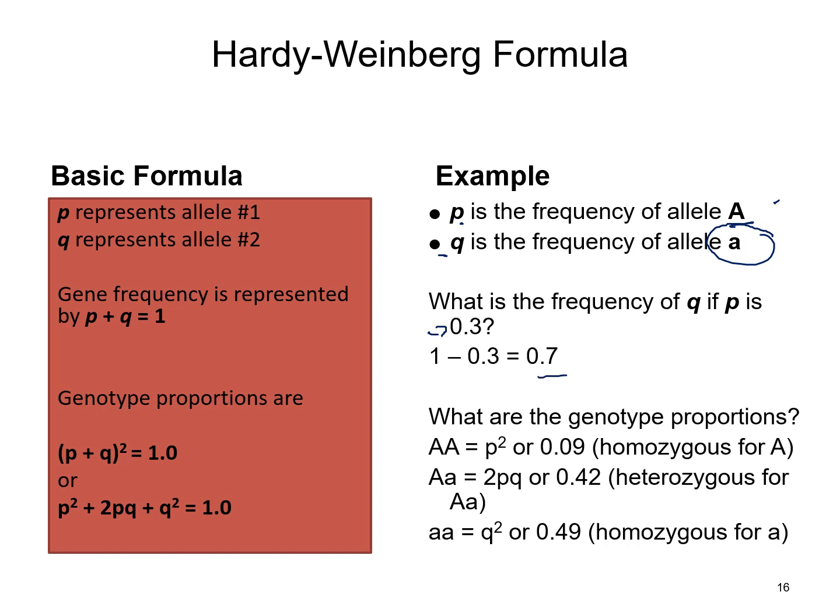So what are the genotype proportions? We know that AA, or to inherit the homozygous for A, if we did P squared, that would give us 0.09. If we want to know the heterozygous inheritance, then of course we would work that out to give us 0.42. And if we want to know the homozygous for little a, we could work that out and it would give us 0.49. So this is how we derive those frequencies of inheriting in a homozygous versus a heterozygous state for each of those.